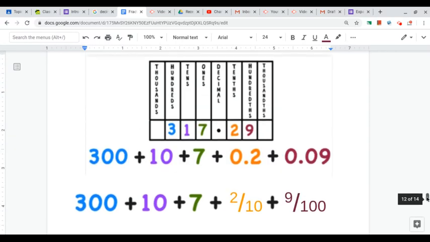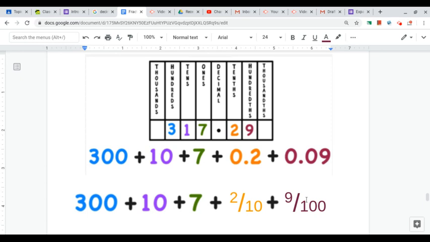This is the fraction version that shows you that same exact thing. 300 obviously stays the same. 10 is still 10. 7 is just regular old 7. And then, again, we read both of these as 2 tenths. Again, there's a 2 in the tenths place. And I talked about in the last video, I remember it by the number of zeros. There's only 1 zero here. So you notice there's only 1 spot after the decimal.